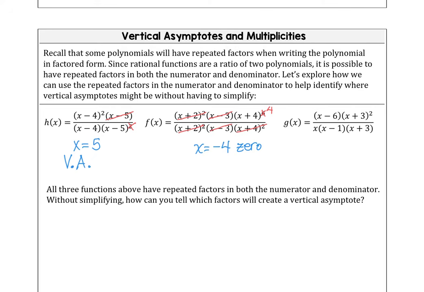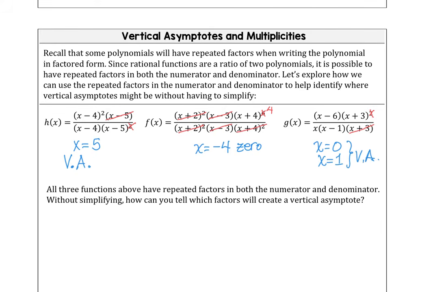In the last, g of x, it looks like we've got x plus 3 in the denominator. It's going to cancel out one of them in the numerator. So that's going to be a 0 of the function. And we've got vertical asymptotes at the denominator. So x equals 0 is a vertical asymptote, and x equals 1 is also a vertical asymptote.